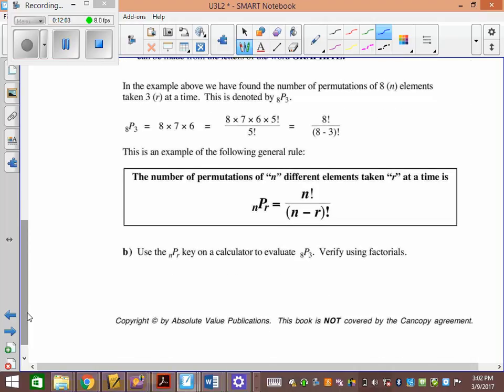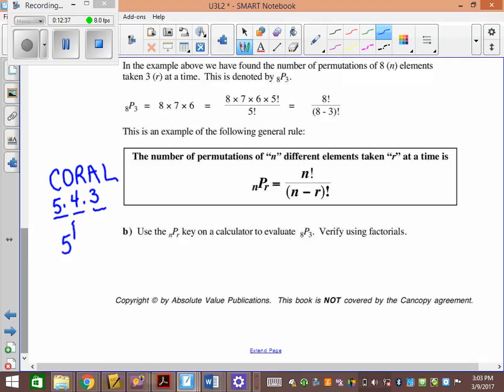There is this formula if I'm looking for NPR. So, say I use the word coral. And I want to know how many 3-letter words I can pick from coral. So, I can go 5 times 4 times 3, or what did I say I could do? 5P3, right? There is a formula for NPR.